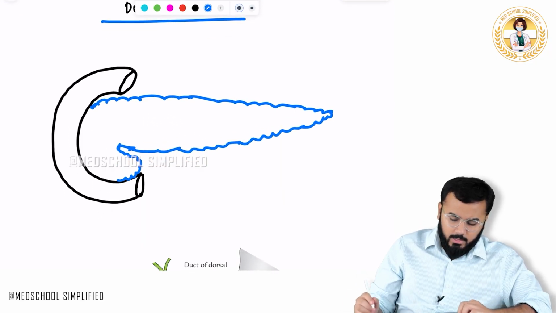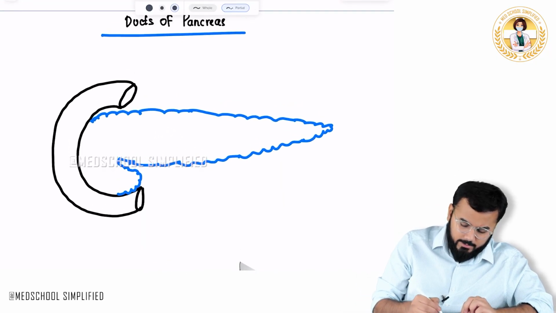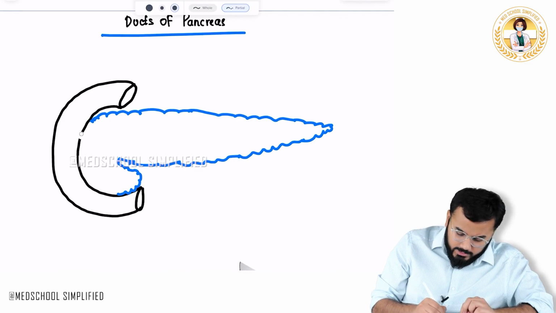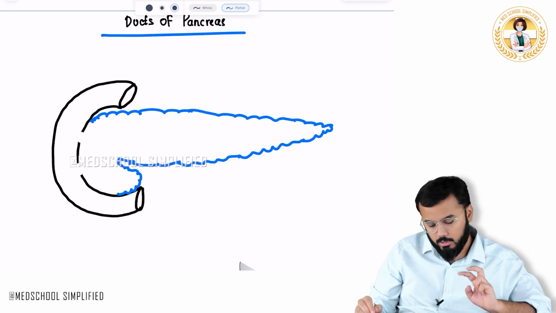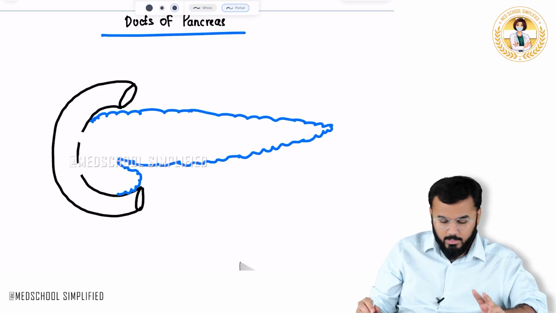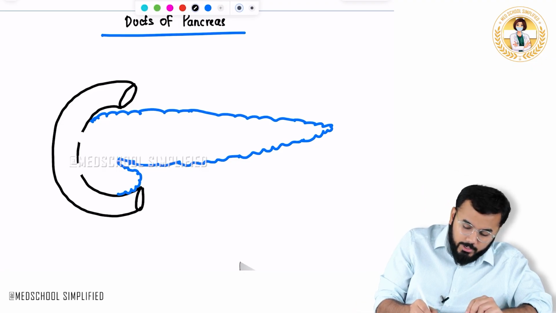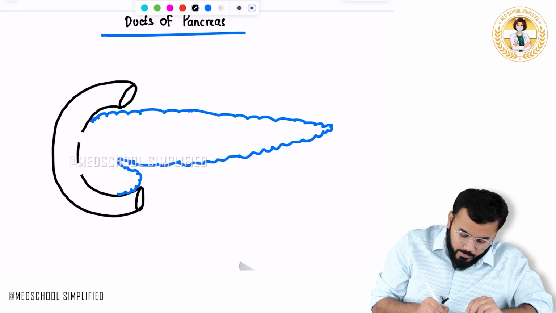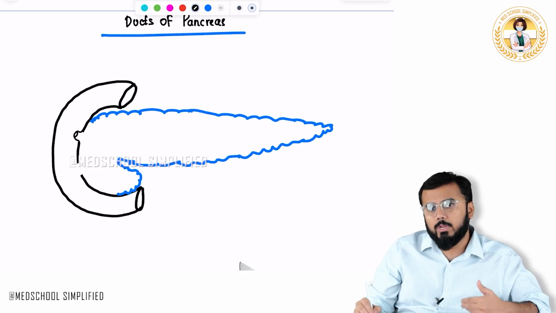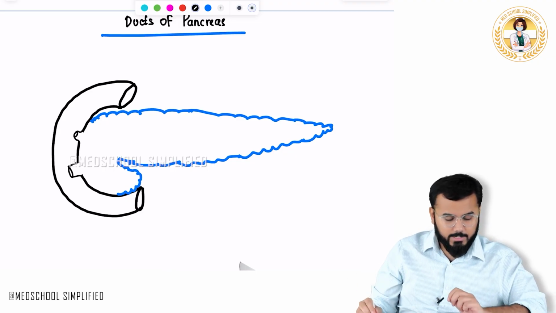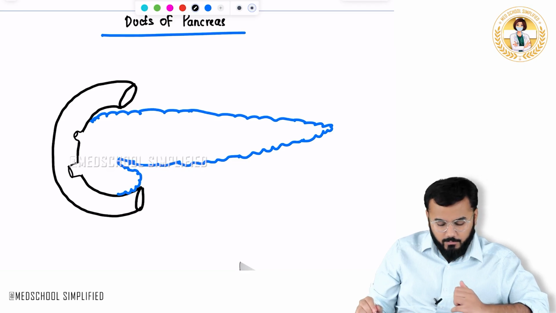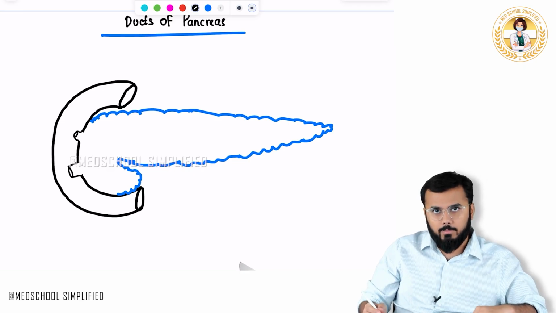Now here, if you look very clearly, you have got two different types of papilla. What are the two different types of papilla? This papilla which is located on the top is called the minor duodenal papilla, and this papilla which is located on the bottom is called the major duodenal papilla. So you have got the minor duodenal papilla and the major duodenal papilla.